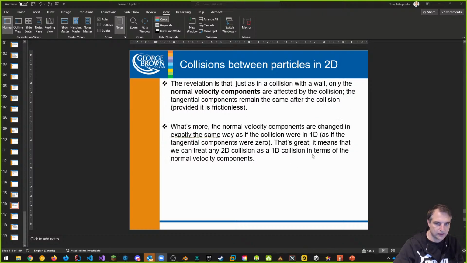So that's the trick. And the idea is that just as in a collision with a wall, only the normal velocity components are affected by the collision. The tangential components remain the same after the collision, provided it's frictionless. If it's not frictionless, then we can add some reduction in speed due to friction of each ball, right? If it's inelastic somehow. Okay?